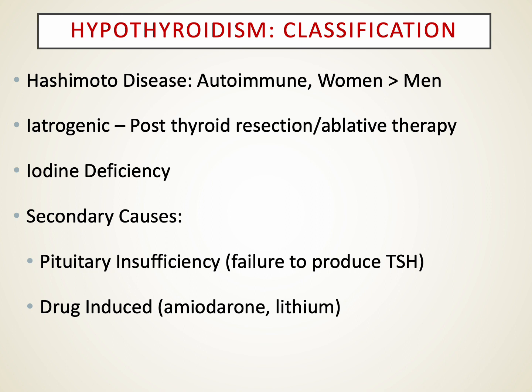Now let's talk a bit about hypothyroidism. Hypothyroidism, we'll classify based on a couple of different conditions. First, Hashimoto's disease, autoimmune basis, seen more often in women than in men. Sometimes it's iatrogenic, as in the case, as we alluded to, where we've overshot our ablative therapy, and they end up with hypothyroidism.